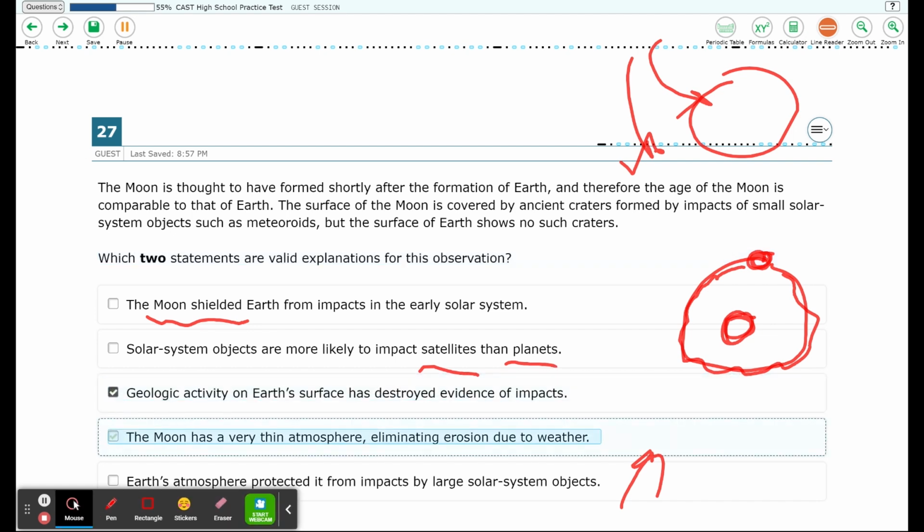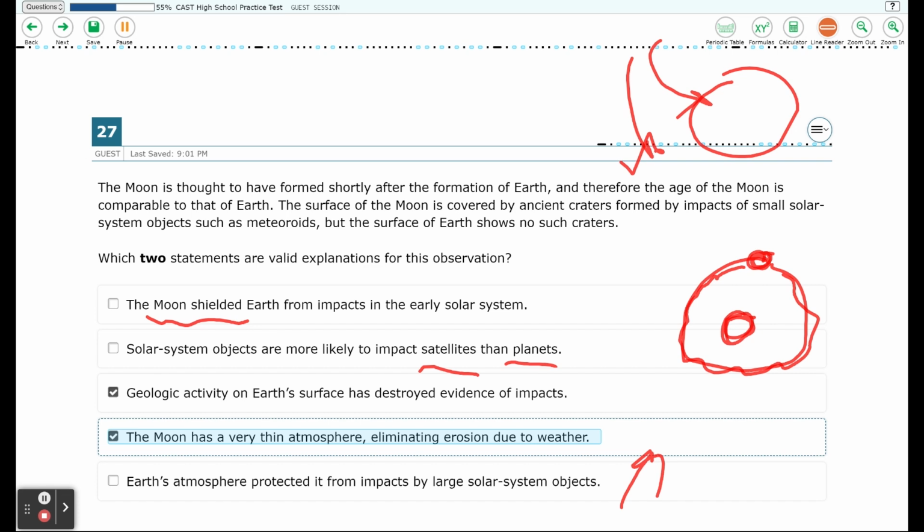So the next one, the moon has a very thin atmosphere, eliminating erosion due to weather. Yes, because there's no wind or rain or anything else, because of that thin atmosphere, that would eliminate erosion, and therefore the craters would stay for a long time on the moon, whereas on the Earth, with a thicker atmosphere and with weather, that would cause erosion of features like craters.